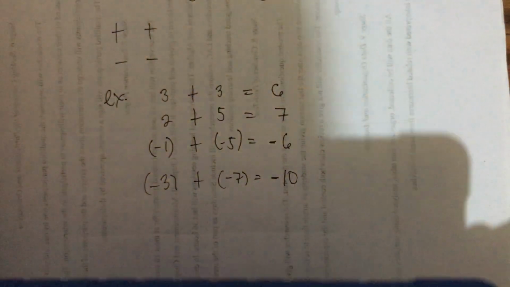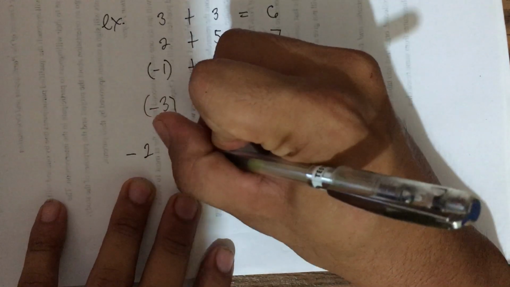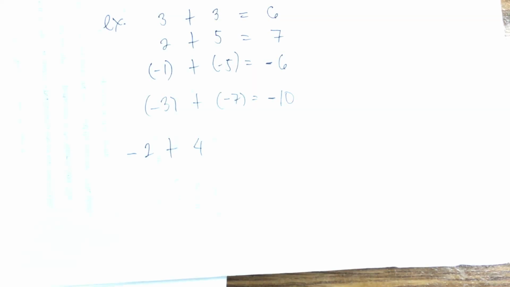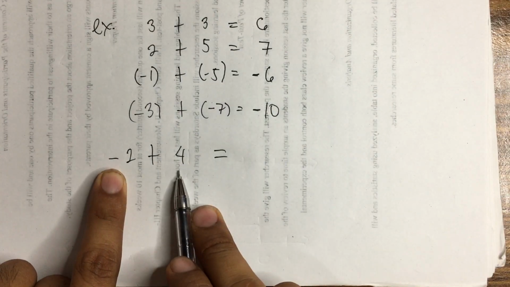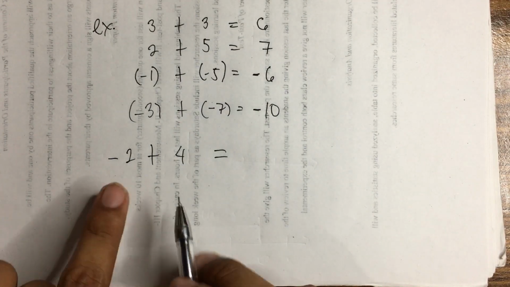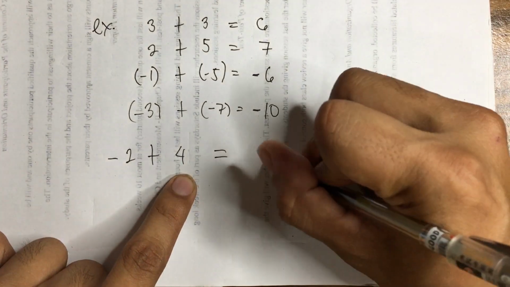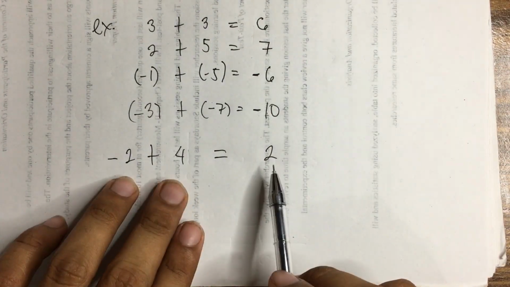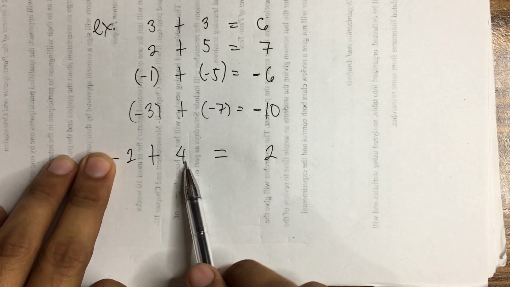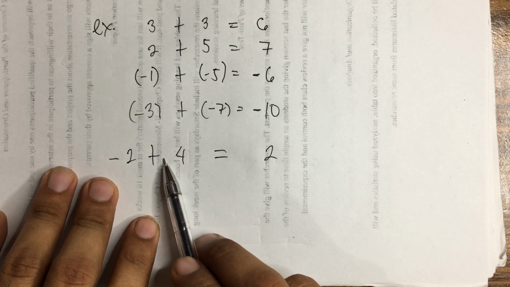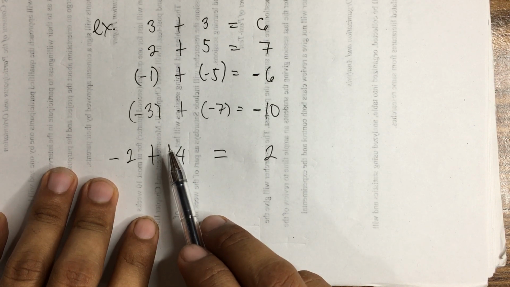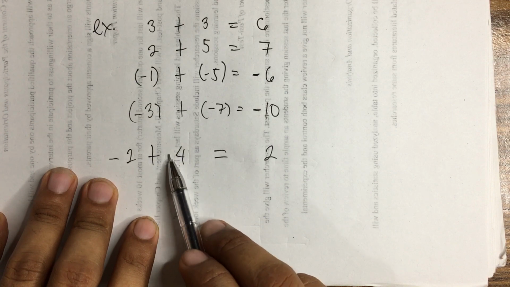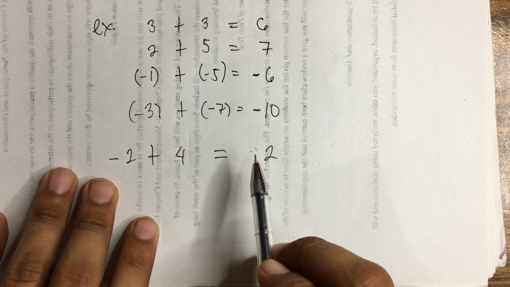Example, negative 2 plus 4. Do they have the same signs? No. So, therefore, subtract the two numbers. 4 minus 2 is 2. Then who got the greater number, 4 or 2? It is 4. Then what is the sign of 4? That is invisible positive. By the way, a positive number has an invisible positive sign. So therefore the sign here is invisible positive.